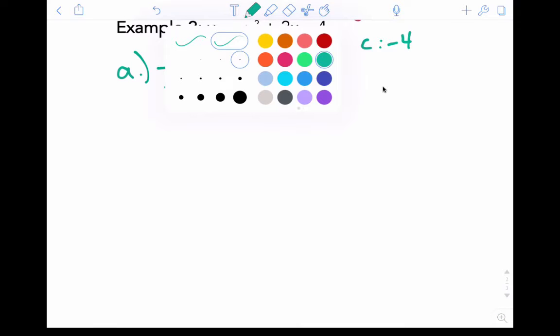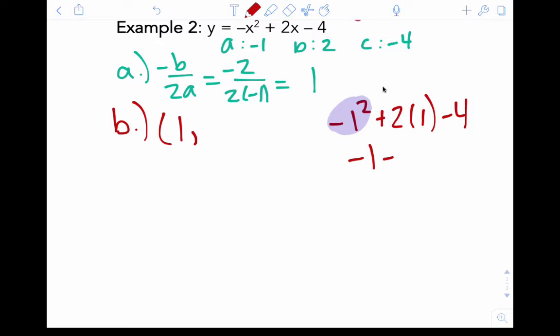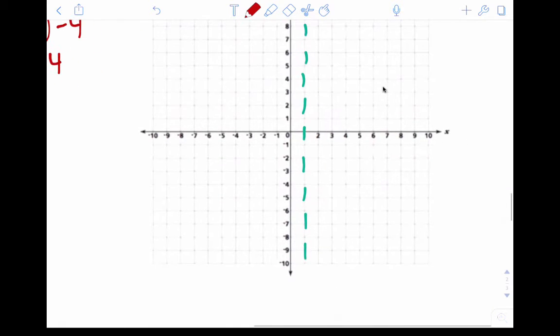Now the next thing I need to do is find my vertex. So I know that the x value for my vertex is 1. And so now I need to figure out the y value. So I'm going to plug 1 into this equation and figure out what this equals. This is where it gets kind of tricky right here, because this is a -1 squared. The squared is only squaring the 1. So the negative is still there. So this is actually -1 plus 2 minus 4, which is -3. So the vertex for this is at 1, -3.